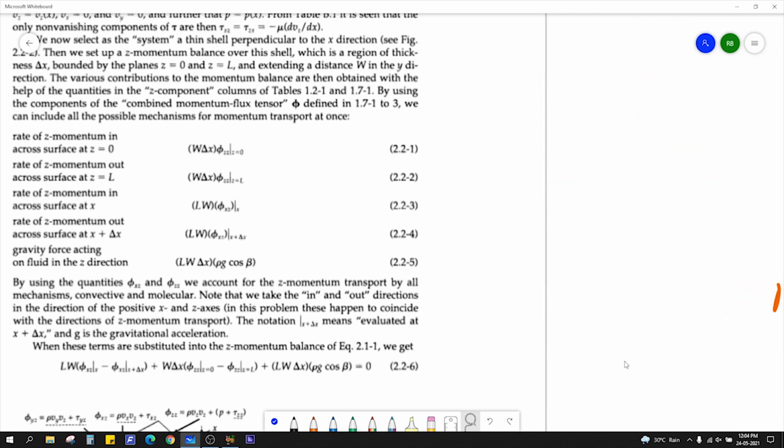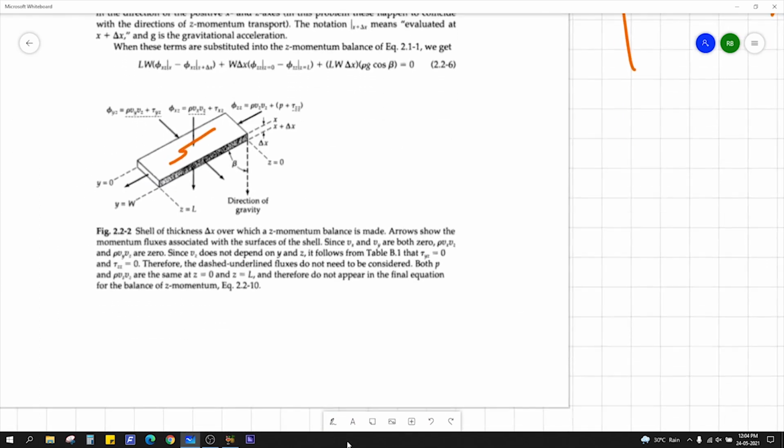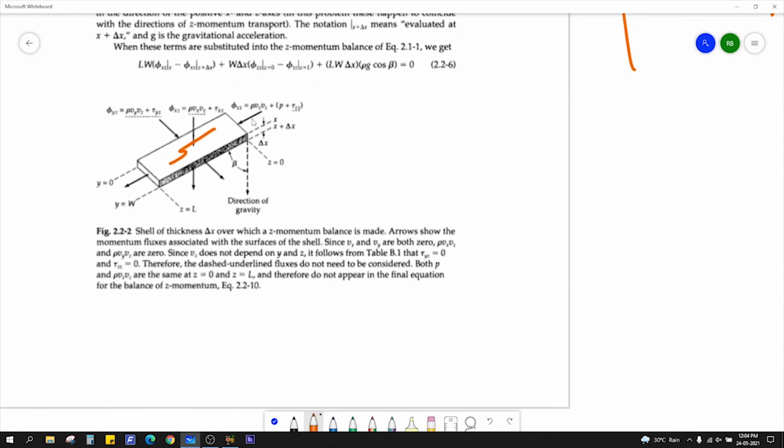Now in how many directions will there be your momentum flow, right? See, the fluid is flowing in this direction, right? That means the fluid will not flow in this direction as well as in this direction. So the velocity in this direction will be 0 and in this direction it will be 0, and in this direction it is non-zero, right? Remember that first step, you have to identify the non-vanishing velocity direction.